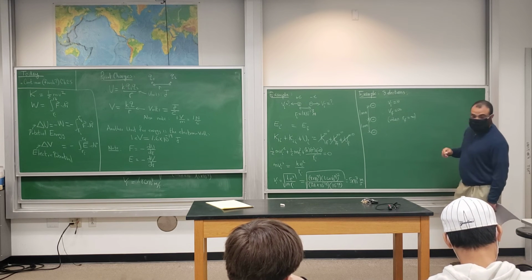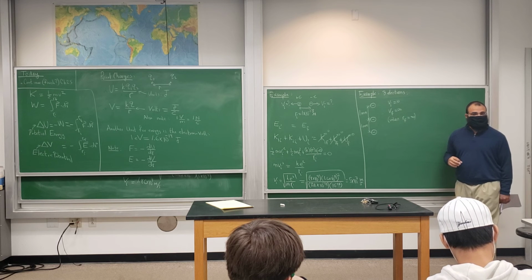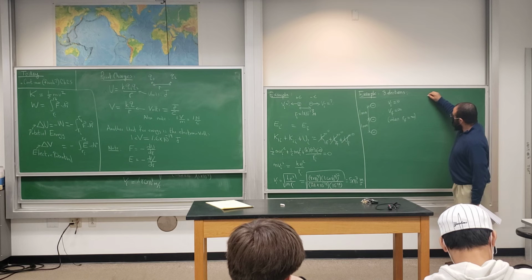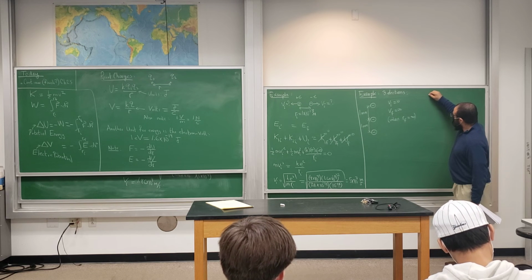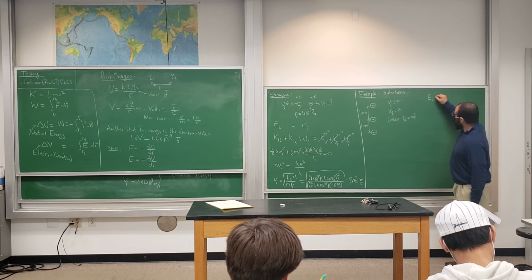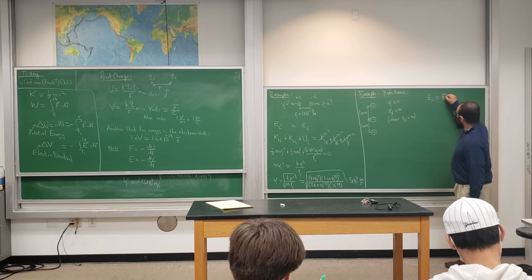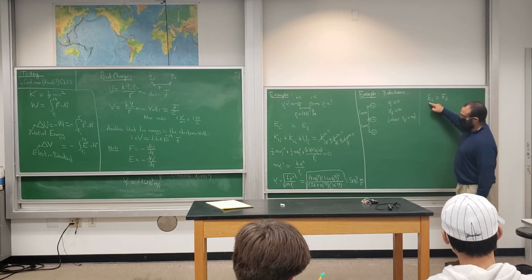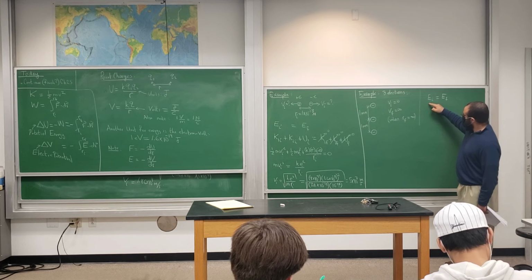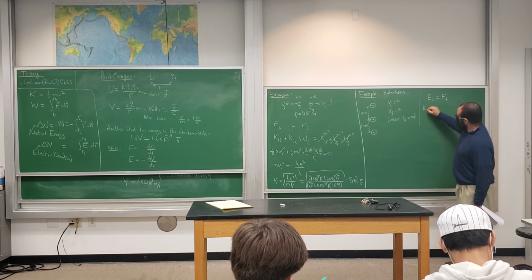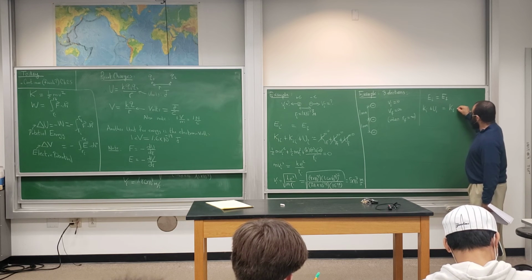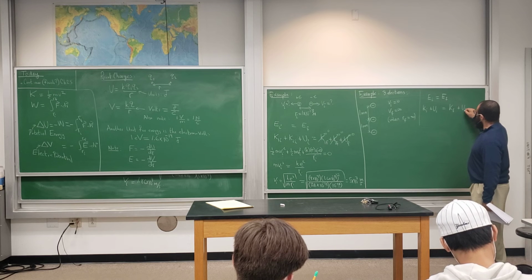So we will figure it out, right? We'll have to figure it out. So we'll have this. The energy at the beginning should equal the energy at the end. That's conservation of energy. The energy at the beginning will be the kinetic energy at the beginning plus the potential energy at the beginning. And it should equal the kinetic energy at the end plus the potential energy at the end.